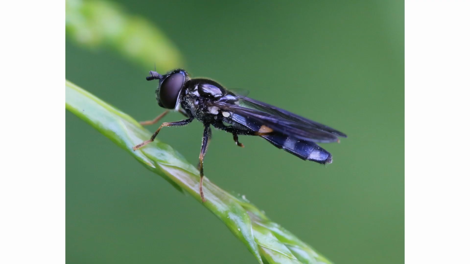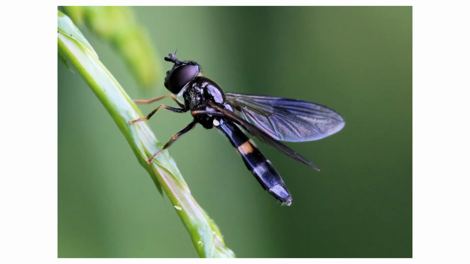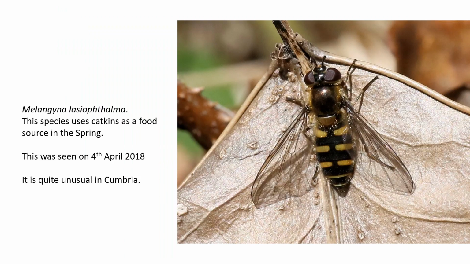So this is the second of 3 pictures showing how it's gradually cleaning its body up and getting rid of most of the pollen. And now most of the pollen has gone, there's very little left, and it's very kindly raised its wings up and lowered its abdomen, so you can see this amazing sort of inky blue rather than black that the abdomen is coloured in. And here is a hoverfly that uses catkins as a food source early in the spring.